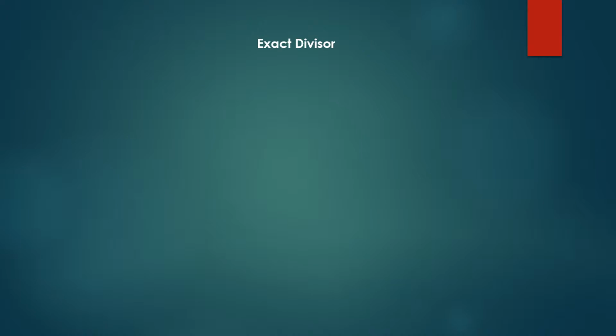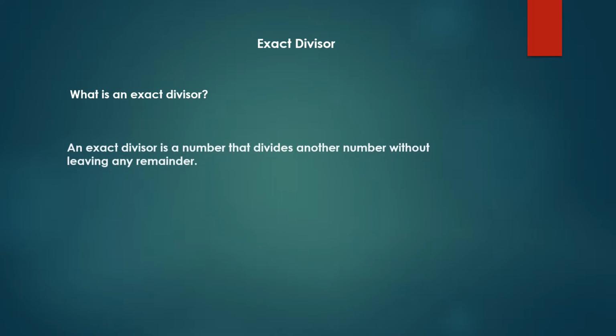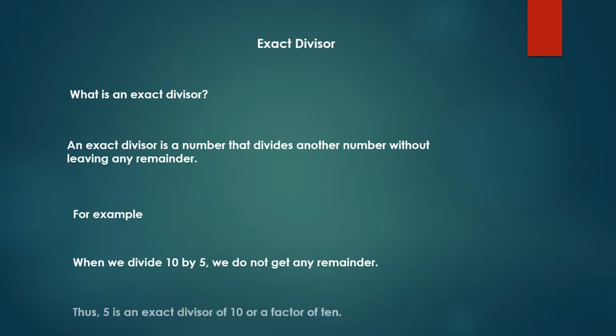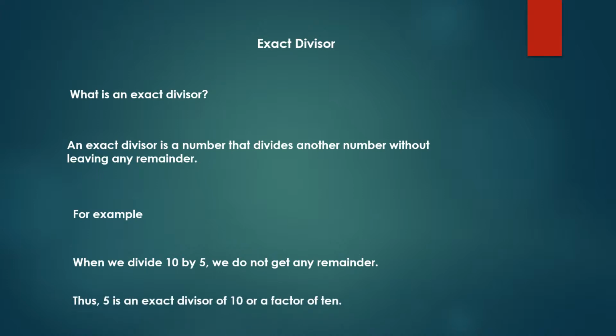What is an exact divisor? An exact divisor is a number that divides another number without leaving any remainder. For example, when we divide 10 by 5, we do not get any remainder. Thus, 5 is an exact divisor of 10 or a factor of 10.